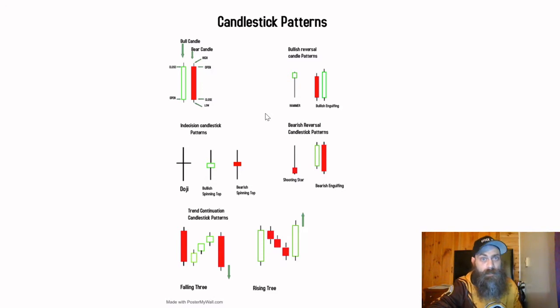Today we're going to be learning about candlestick patterns and how a single candlestick can give you information, as well as multiple candlesticks that will form a pattern to give us information.